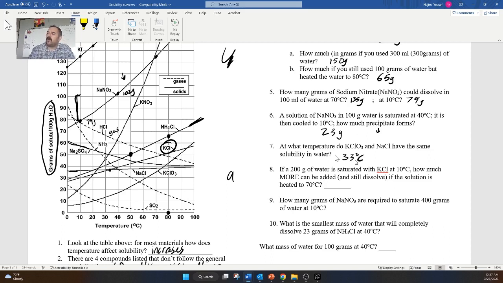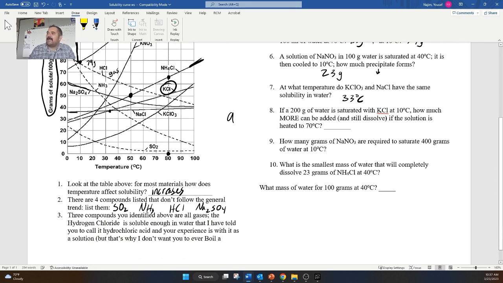If 200 grams of water is saturated with KCl at 10 degrees, how much more can be added and still dissolve if the solution is heated to 70 degrees? So we're looking at KCl. Here's KCl right here. And we're going from 10 degrees, that's right here at 30. So we're going from 30 all the way to 70 degrees. 70 degrees is right here. And that looks like it's about 48. So 30 all the way to 48. So how much more can we add to the solution? How many grams are we adding? 18 grams.